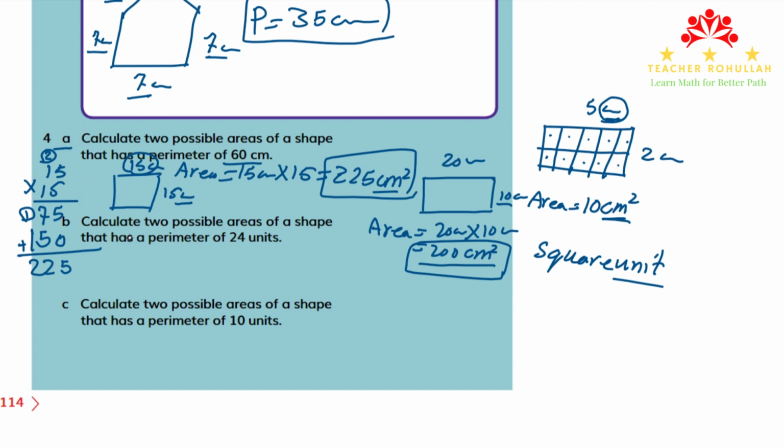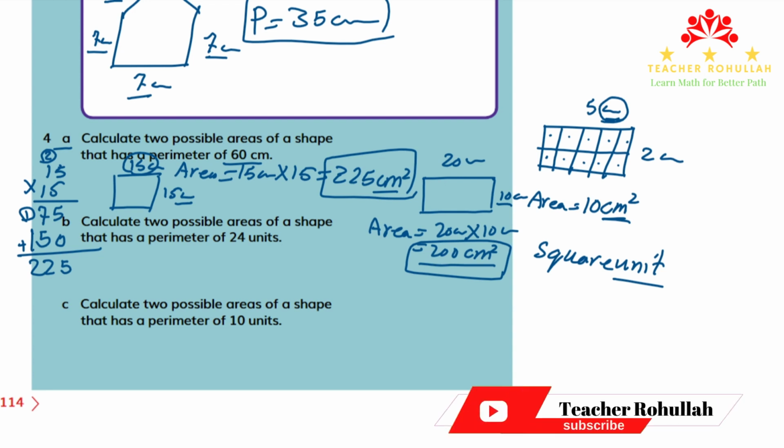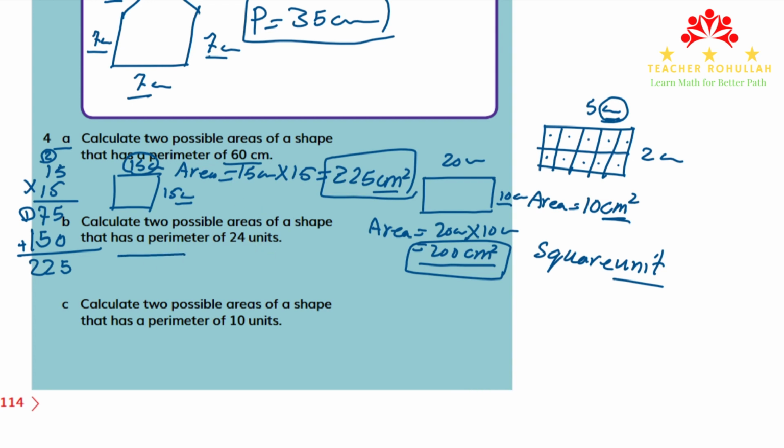In part B, it says, calculate two possible areas of a shape that has a perimeter of 24 centimeter or 24 units. It can be any unit. So I will just take it as unit. Let's say that we have a rectangle. This rectangle is having the length of 10 units because it says 24 units, and the width of 2 units. So 10 plus 10 is 20 and 2 plus 2 is 4. So 20 plus 4 is 24.